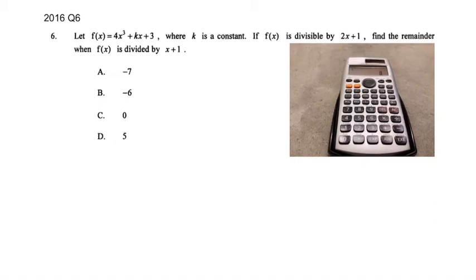Assalamu alaikum everyone. In this video we are going to do 2016 paper 2 MC question 6. So it's about functions and graph.